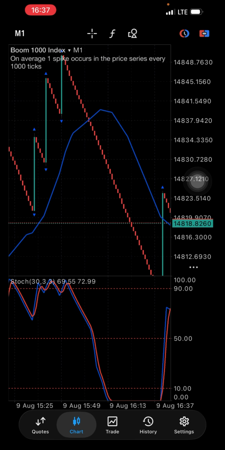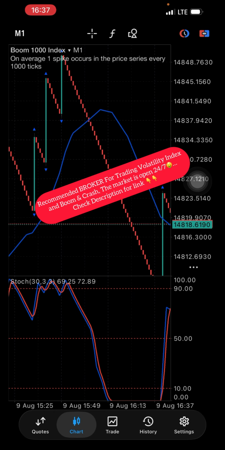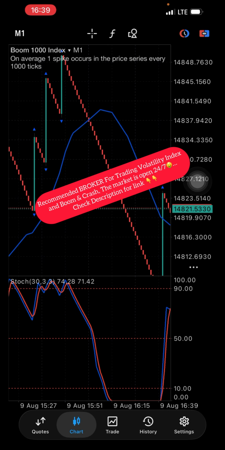So in today's video, I'll be sharing with you guys another powerful boom and crash strategy, a simple strategy for scalping on the 1 minute time frame. Alright, so without wasting much of our time, I'll quickly share with you how to take your entry and exit, and then after that I'll be explaining how to set the strategy up. So this is how you have to go about the entry.